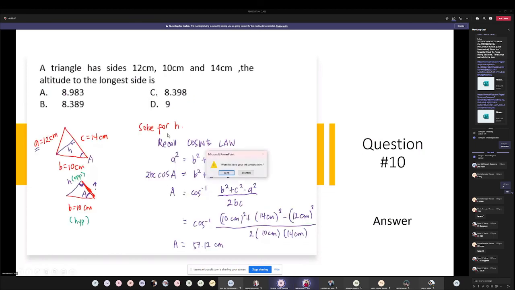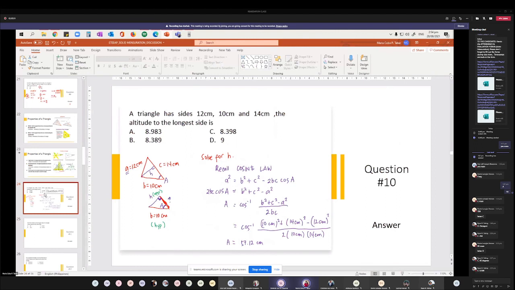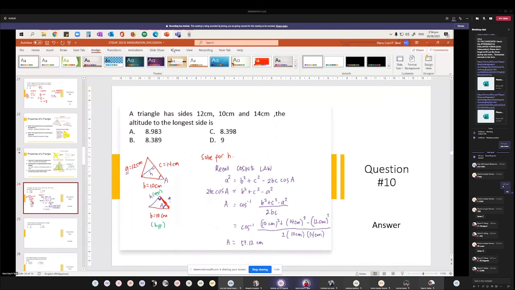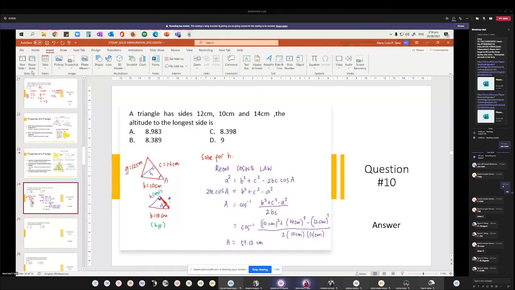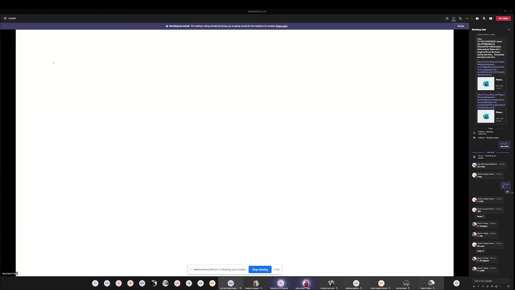Then I need to add another side. If you forgot the formulas, then you can just look at the trigonometry notes. So we can now solve for h. So we have, again, let me just write again.